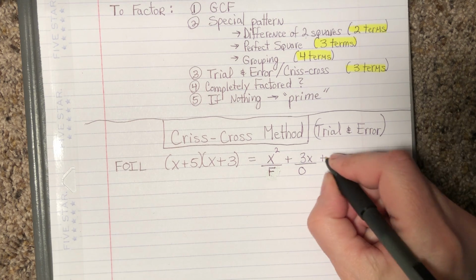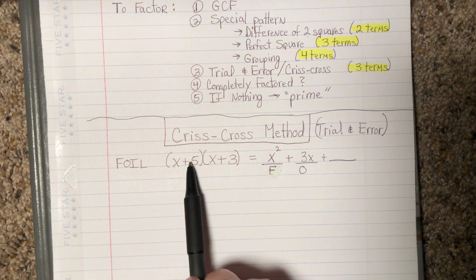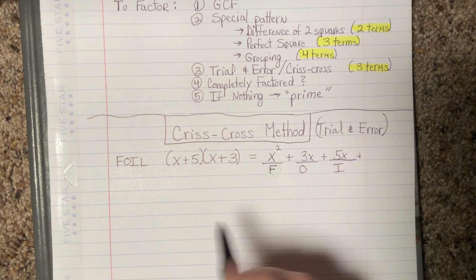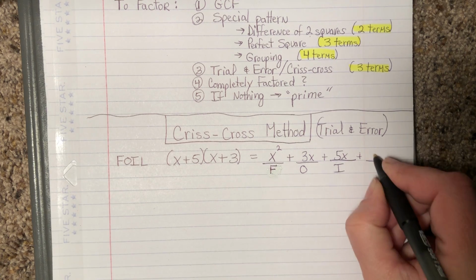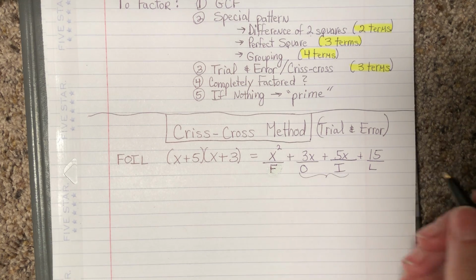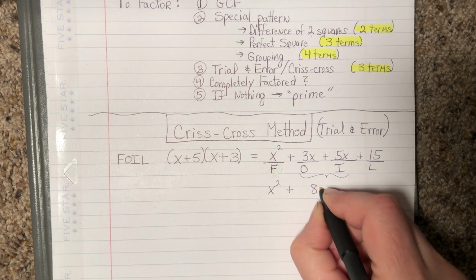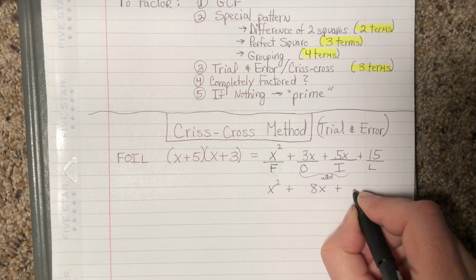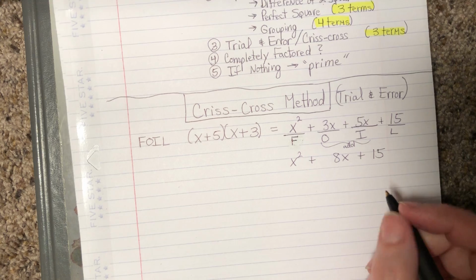Inner, the inner would be kind of like cross eyes, right? 5X. And then the last comes from these two numbers, 5 times 3, which is 15. And then these two are going to add together. So you end up with x squared plus 8x, right? They add, plus 15.